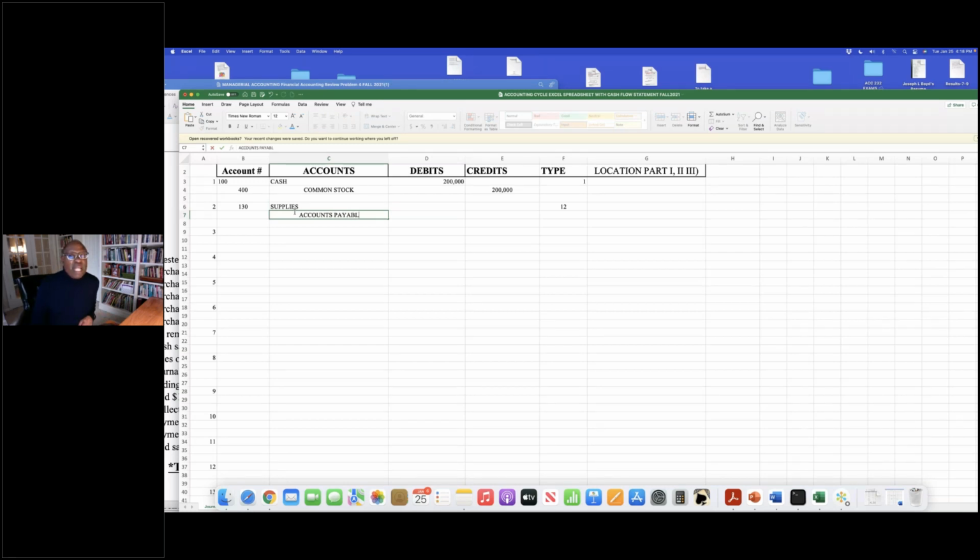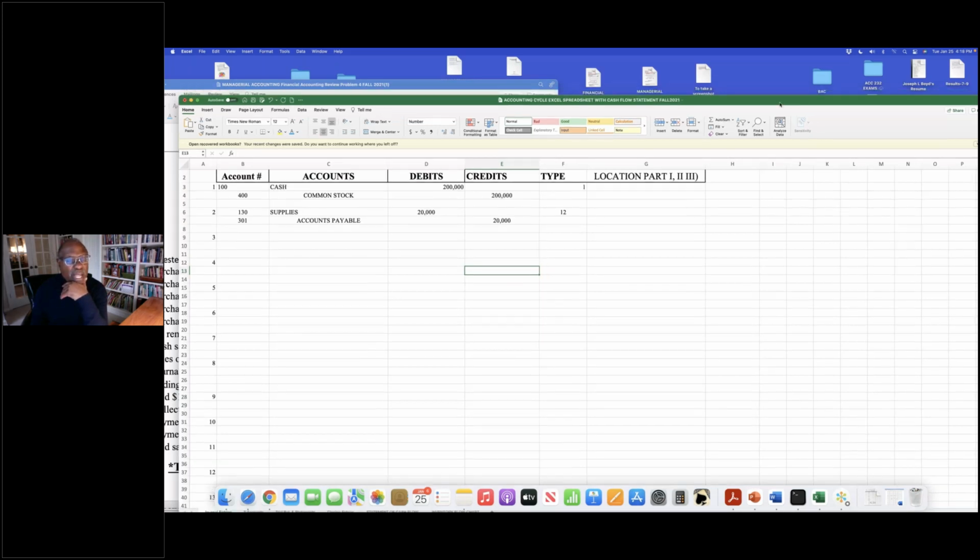What account number is accounts payable? 301. What was our amount? 20,000. So that's a journal entry. Always a debit and a credit. They have to be equal. So it's always two accounts and we have a type.